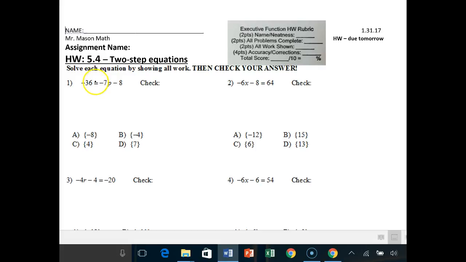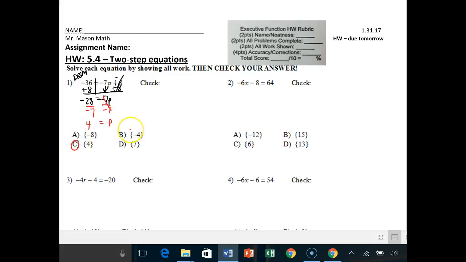So here we go. First, go ahead and draw your Tetris. Change that to plus and negative. Add 8 to both sides. That cancels out. Make sure you drop down negative 7p. This is a DSSM, different sign, subtract more. So 36 minus 8 actually equals 28, but it's negative 28. And then you end up dividing by negative 7, not just 7, but negative 7. So P is equal to positive 4.